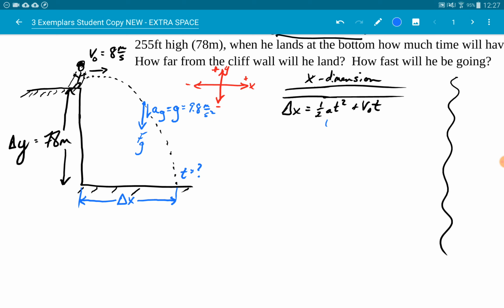Okay, cool. So I'm listing things that I know. I know that something's pulling it down, the force of gravity, and it's accelerating down. Now, is there anything else pushing or pulling on it? And generally, for all these projectile problems, no.